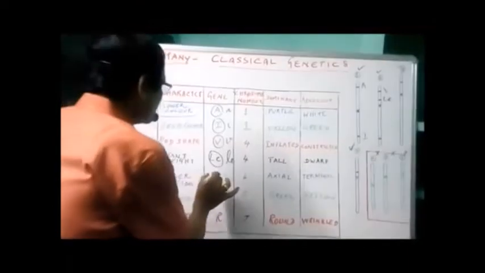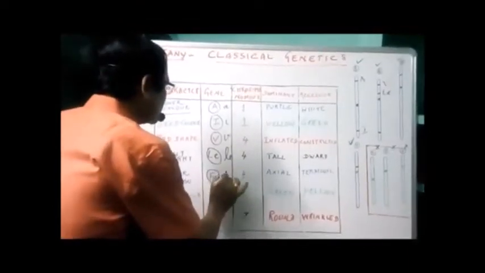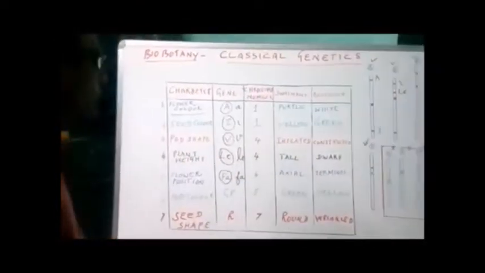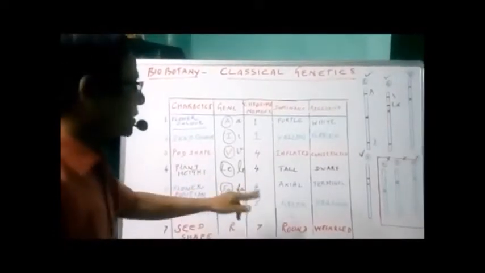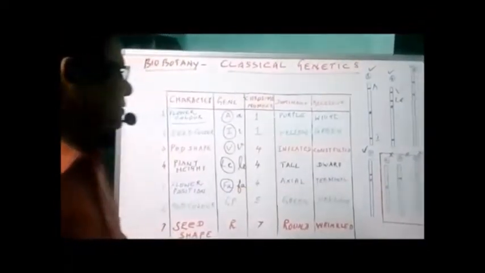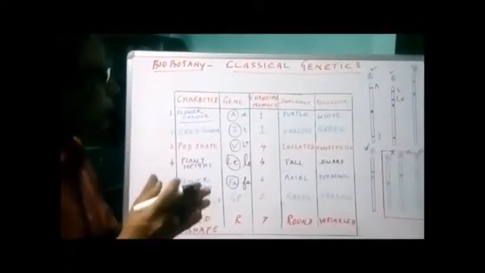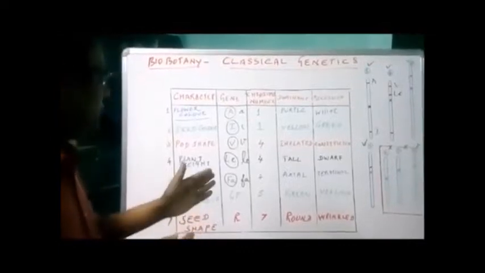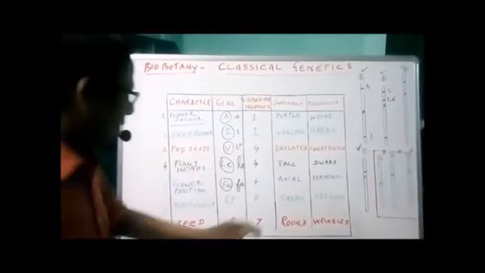The gene for flower position is FA and it is a recessive form. Now, there are two types of flowers regarding the position. One is axial, another one terminal. So the axial flower is dominant over the terminal flower. A gene for the dominant character axial flower is located in the fourth chromosome.